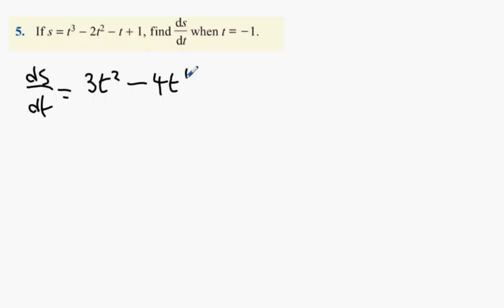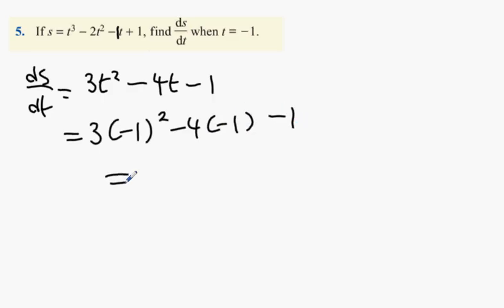Okay, can anyone in the class tell me when you differentiate minus t, what happens? Minus 1. Okay, you're then asked to replace t with what, guys? Minus 1. 3 times minus 1 squared, minus 4 times minus 1, minus another 1 gets you what? What's the answer? 6. Okay, that's question 5.